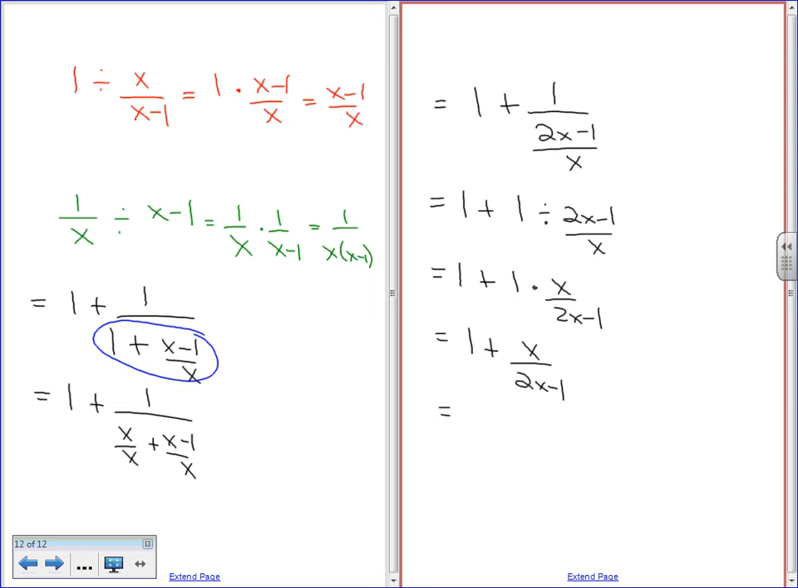Now I'm down to the last adding of fractions. The common denominator will be 2x minus 1. So I need to multiply that to the top and the bottom of the 1 here. Add it to that fraction, and I get 3x minus 1 over 2x.